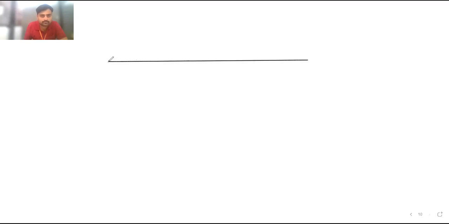This is the beam. Here is point A. Then the inclined load, it is acting over here. This is of 10 kilonewton. This angle is 45 degree. And here is the UDL. This is of 15 kilonewton per meter.